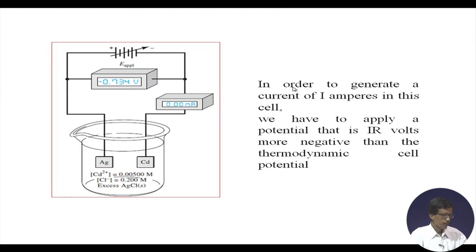But we also have the ohmic potential, which is the multiplication of the corresponding current and the resistance. So, in order to generate a current of I amperes in the cell, because here we see that no current is there, if we want to get some amount of current to be recorded from this solution, what do we have to do? We have to apply a potential that is IR volts more negative than the thermodynamic cell potential. That means we have an ohmic potential, and the ohmic potential has to be added to that cell potential. The thermodynamic cell potential was minus 0.73 volt.